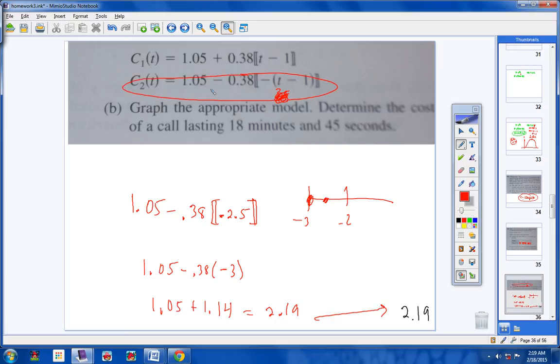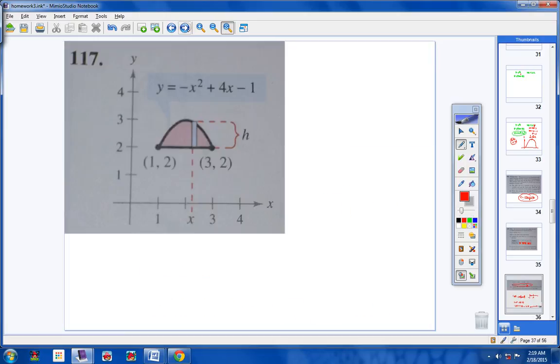I'm not going to worry about graphing it. Alright, moving on to number 17. Now, the directions say to write the height of that rectangle as a function of x. The height as a function of x, okay?